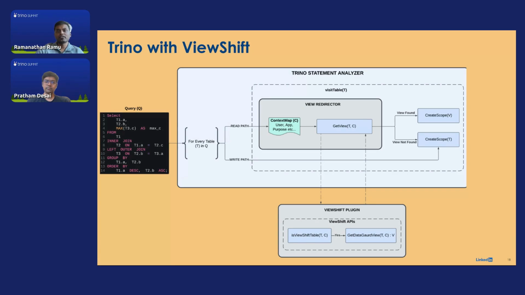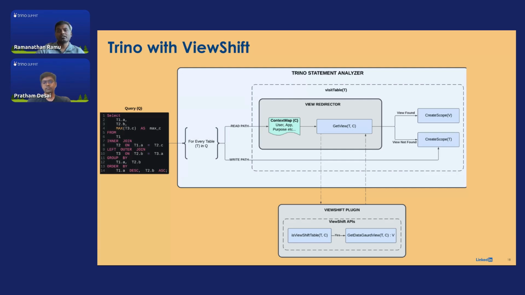But for the read path, the table is then sent to the view redirector. The first step here is to construct the context, which is primarily the session object that we use, which contains the user account accessing the table, the app the query originates from, and whatnot. So this context is then used by the getView method, which interacts with the ViewShift plugin.